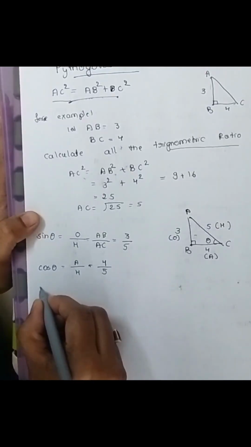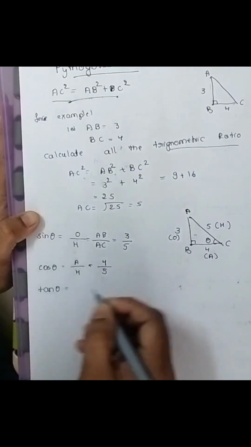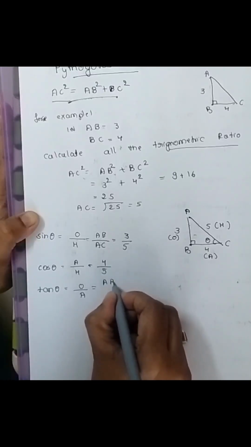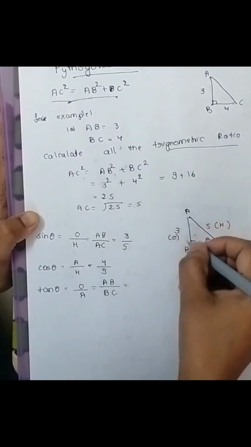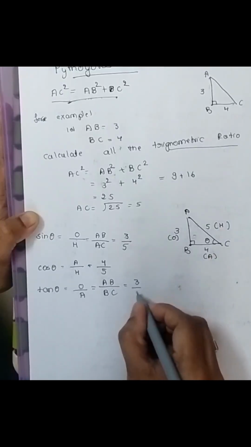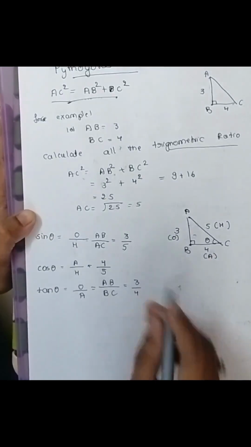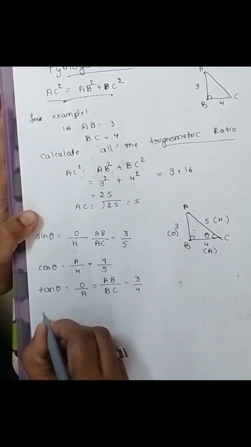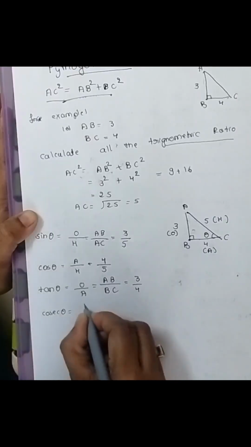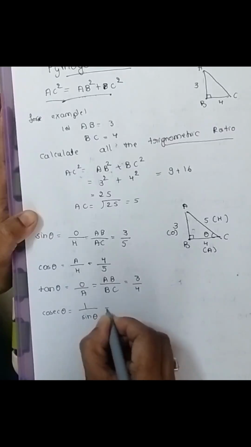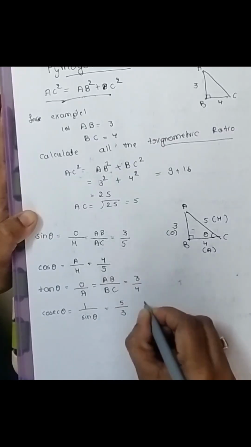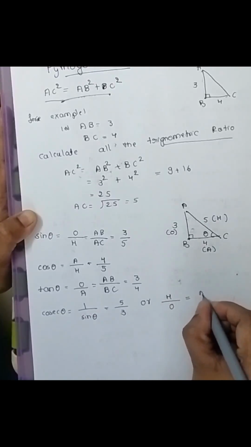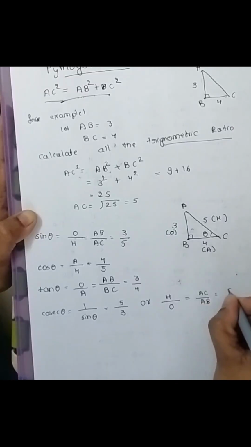Similarly, we can obtain the remaining ratios, that is tan theta is opposite by adjacent, that is AB by BC. So what is AB here? 3 centimeter. What is BC here? It is 4 centimeter. So tan theta is given by 3 by 4. For the remaining trigonometric ratios we can use the relation, that is cosec theta is the inverse of sin theta, so we can write it directly as 5 by 3, or we can write it as hypotenuse by opposite side, that is AC by AB, 5 by 3.